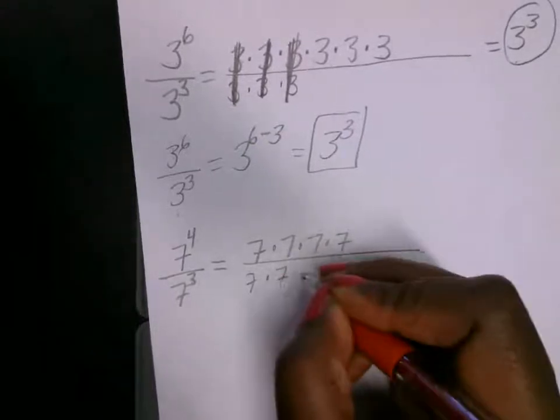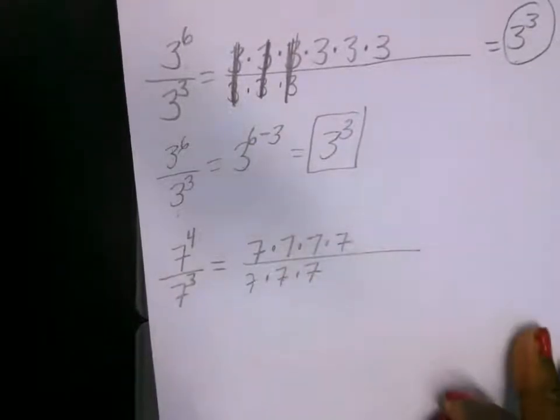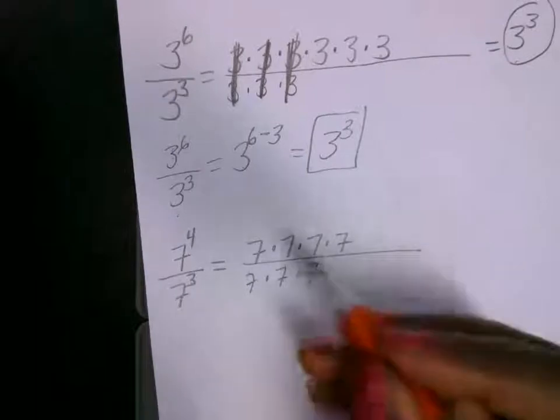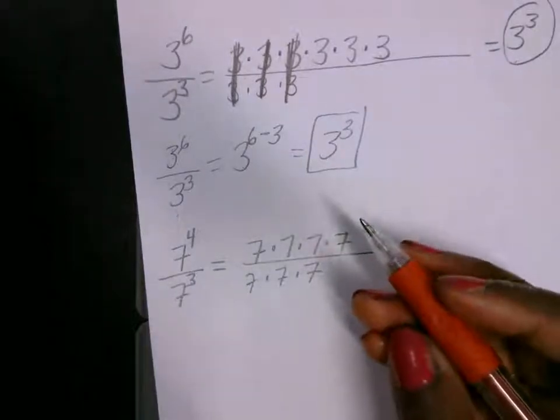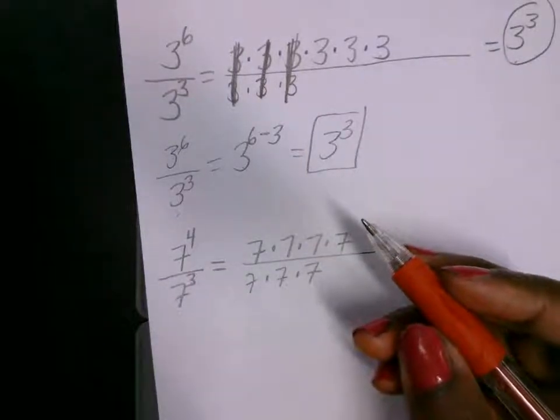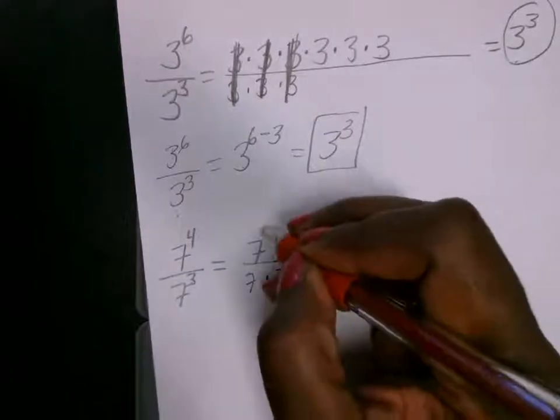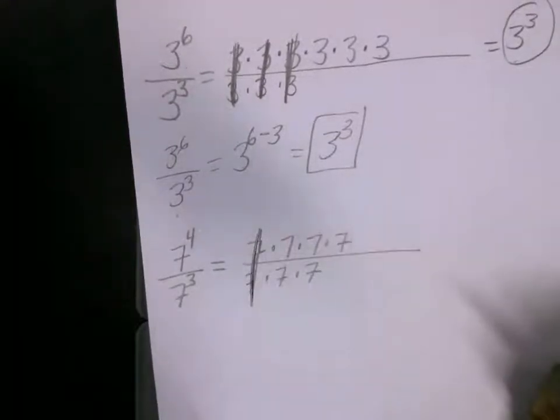7 times 7 times 7, okay? All right, now let's divide. What's 7 divided by 7? 1. 7 divided by 7.